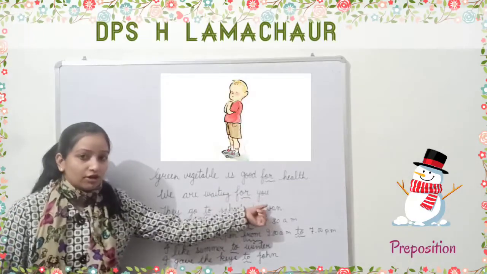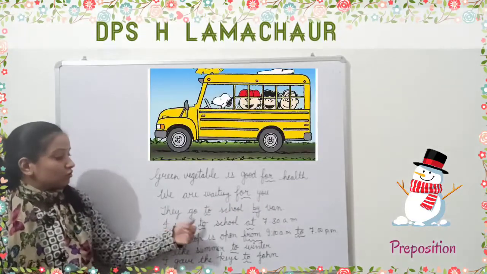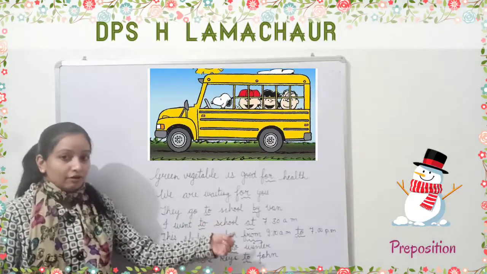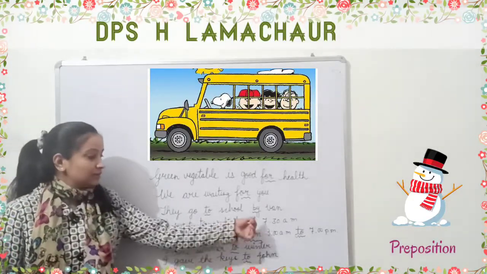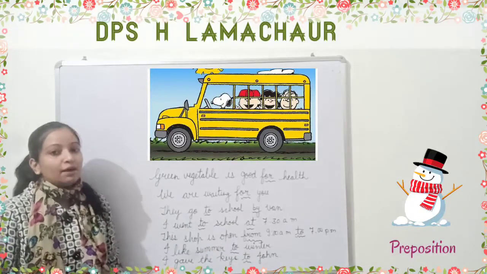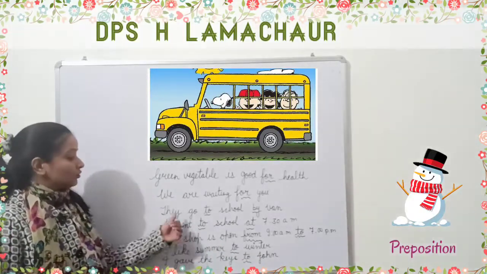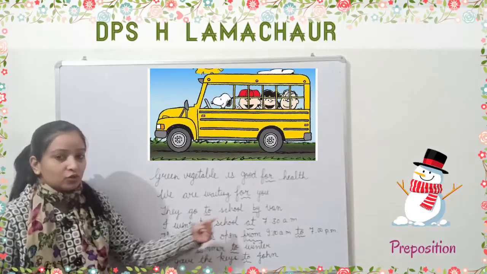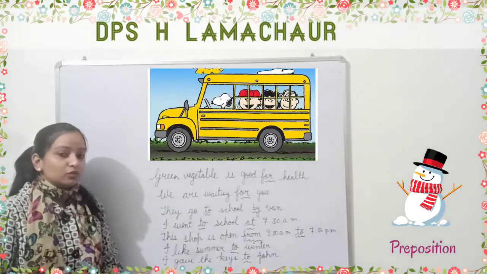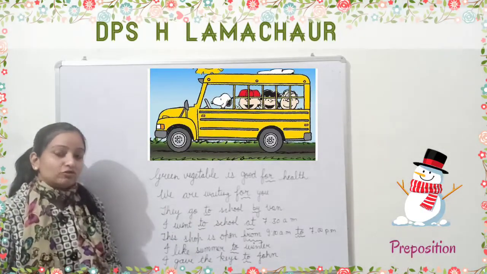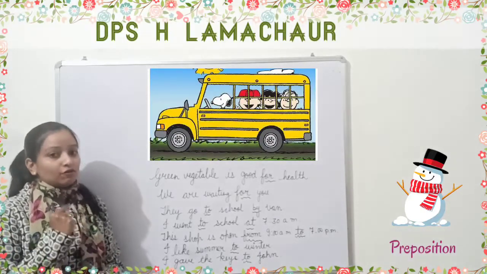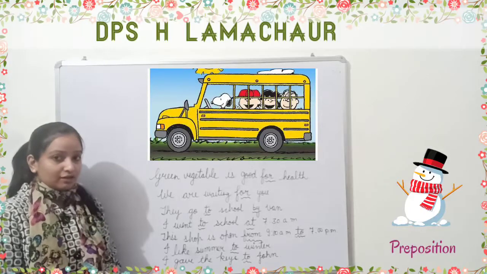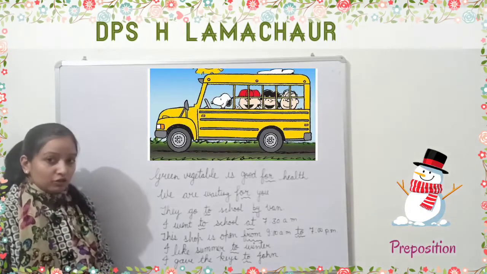waiting for you. They go to school by... Here we have to and by. These both are the prepositions. So they go to school. So when do we use to? When we have to show that something is moving from one side to the other side. To show the movement, we use to.